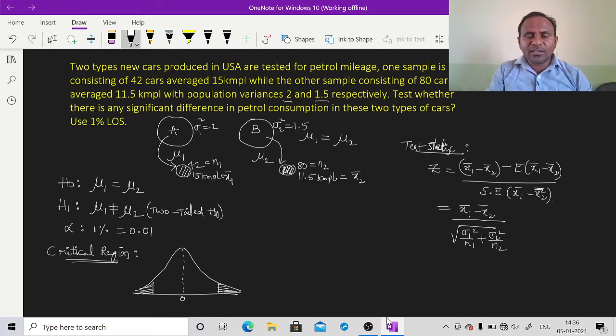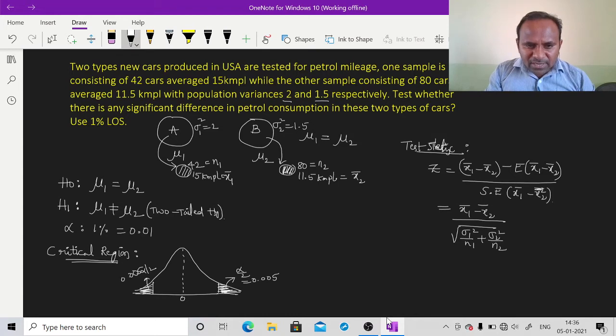If it is mu greater than or less than, it will be a one-tailed alternative hypothesis, which is already known to you. Here I have taken two-tailed, with the critical region in the two tails. Since alpha is given as 0.01, it should be alpha by 2 on each side, which is 0.005. Here also you will have 0.005 units of area under this normal curve.